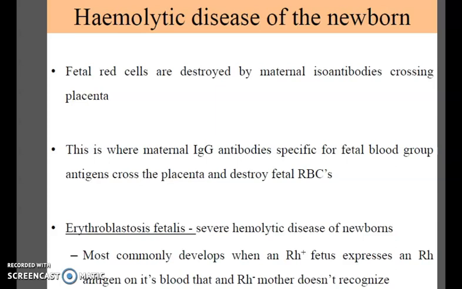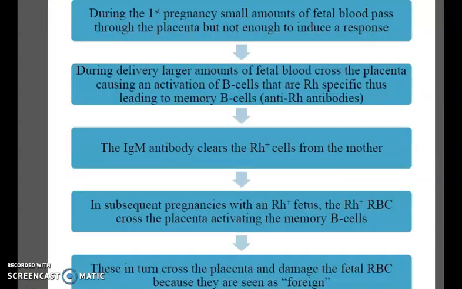Erythroblastosis fetalis is a severe hemolytic disease of the newborn. Most commonly, it develops when an Rh positive fetus expresses an Rh antigen on its blood and the Rh negative mother doesn't recognize it. For the time being, let's take an example where the mother is A negative and the fetus is A positive.